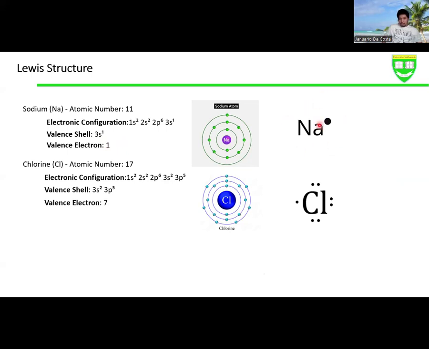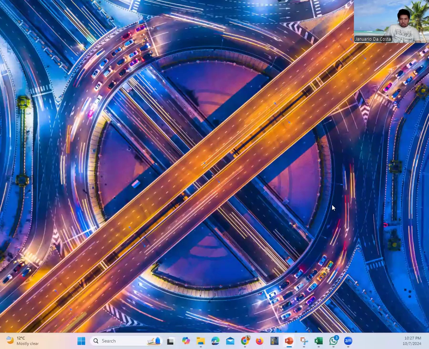And for the chlorine atom, how many valence electrons do you have? 7, right? So for the Lewis structure, you just write Cl to represent the chlorine atom. Then you write 1, 2, 3, 4, 5, 6, 7 dots to indicate a chlorine atom with 7 valence electrons. This thing over here is what you call a Lewis structure.